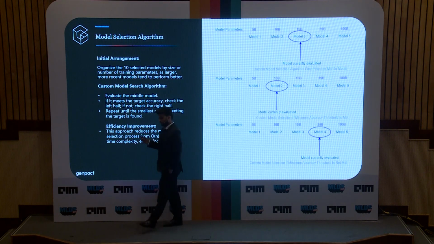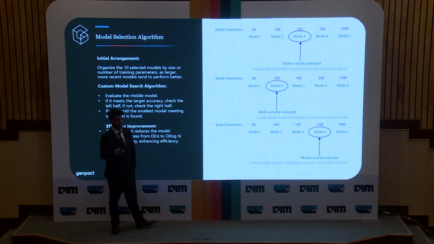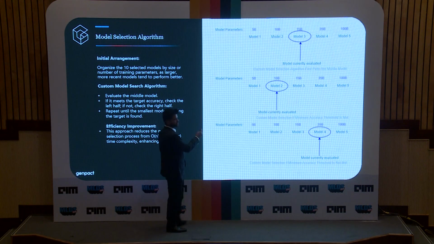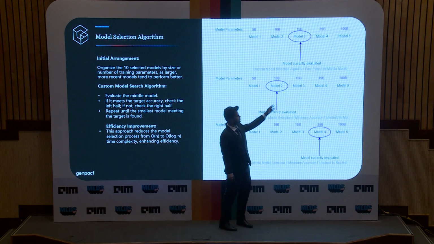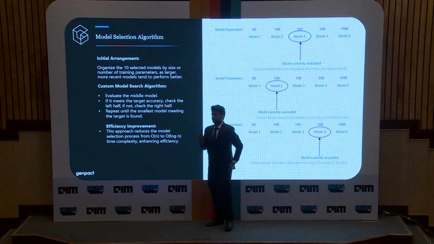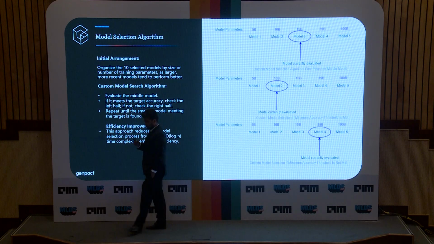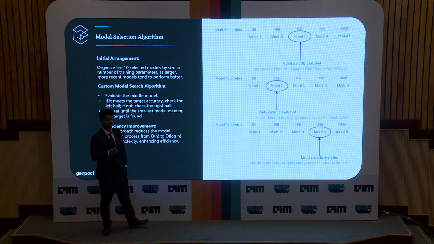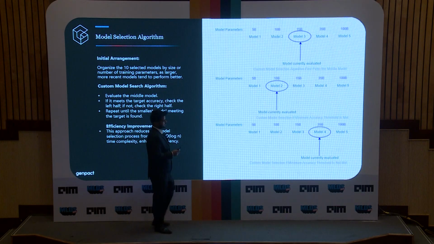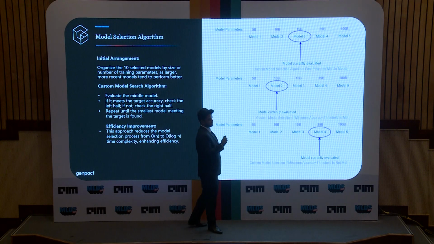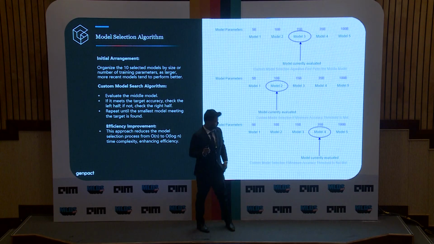In those 1 to 5, we now have a smaller list. Again, we go for the middle element. Here it is just 2, so it goes for the middle element. It will check whether this middle element is able to meet the accuracy or not. This will go on until we are able to optimize it further. Now, what happens if the accuracy at a certain point is not met? This is the third case.